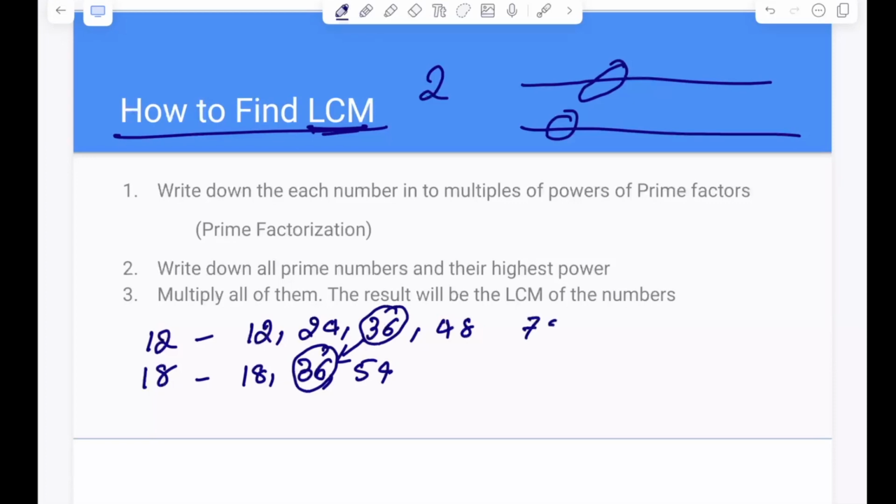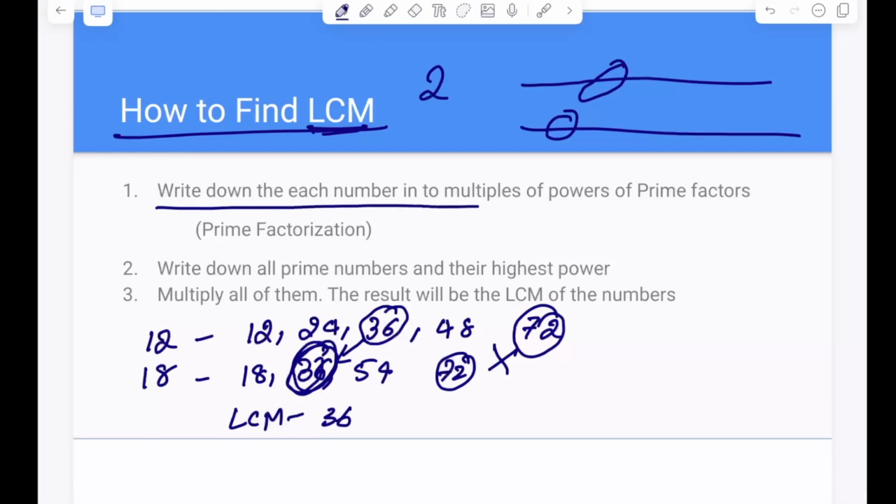Next you will get 72 in both, but this is not the LCM. The least one is the least common multiple. The multiple which is common to both numbers and which comes first is called LCM. LCM is 36. If the numbers are big, how to calculate?